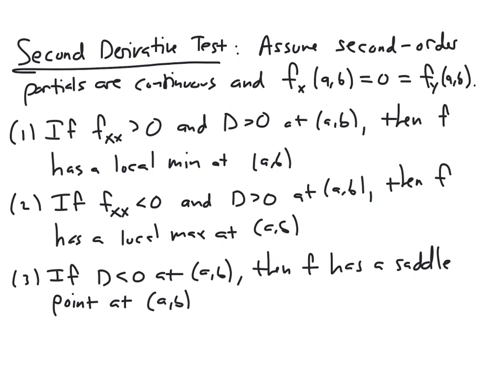And there's only one other case to consider. If you look through these three, you notice that case 1 and 2 take care of what happens when the discriminant is a positive number. If the discriminant is positive, either that first derivative has to be positive or negative. If D is less than 0, then we have the saddle point. The only other possibility is what happens if D is equal to 0. And the answer is that the test is inconclusive.